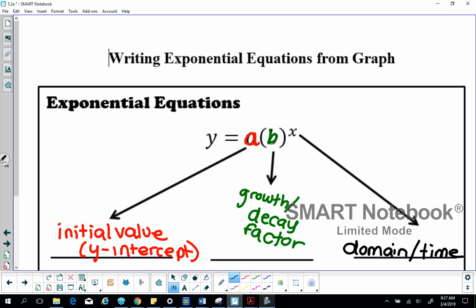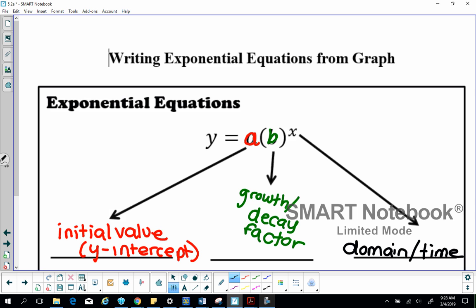So again, they give you the equation, they do not give you what each thing means. So don't get confused. B in slope-intercept form was your y-intercept, but when it's an exponential, B is not that anymore. B is your growth or decay factor.